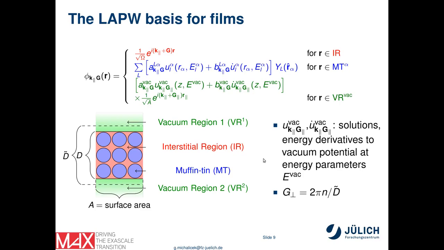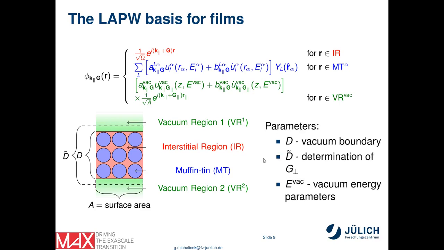And of course, we already saw that this film has a certain finite thickness that is provided as the parameter d, and there's also a parameter d tilde that you will see in the FLEUR input, and this is actually a slightly extended film thickness that we use for the determination of the lattice vectors. And then there are also the vacuum energy parameters for the determination of these u and u dot functions.